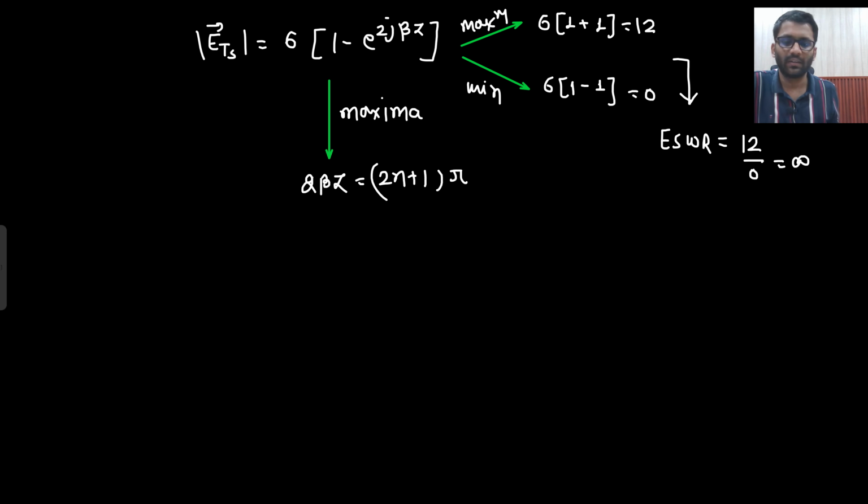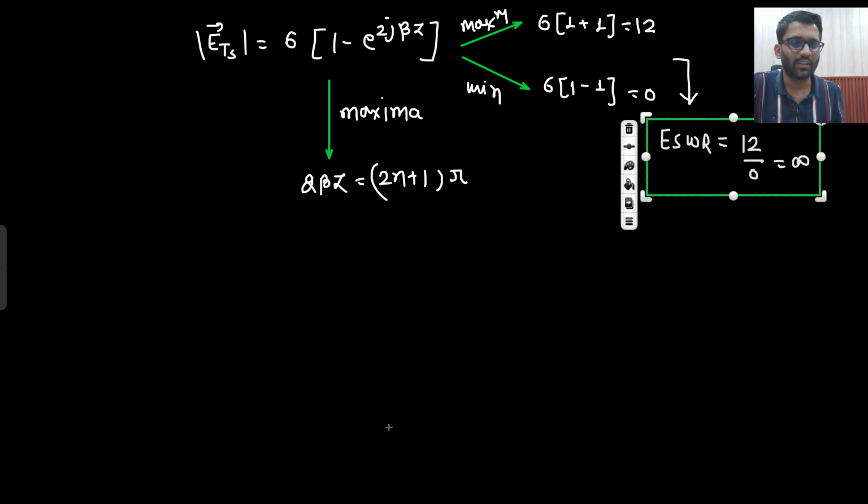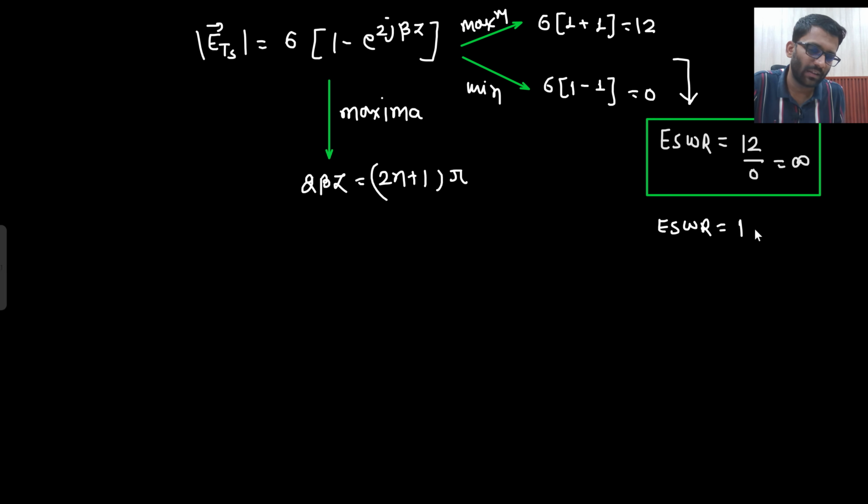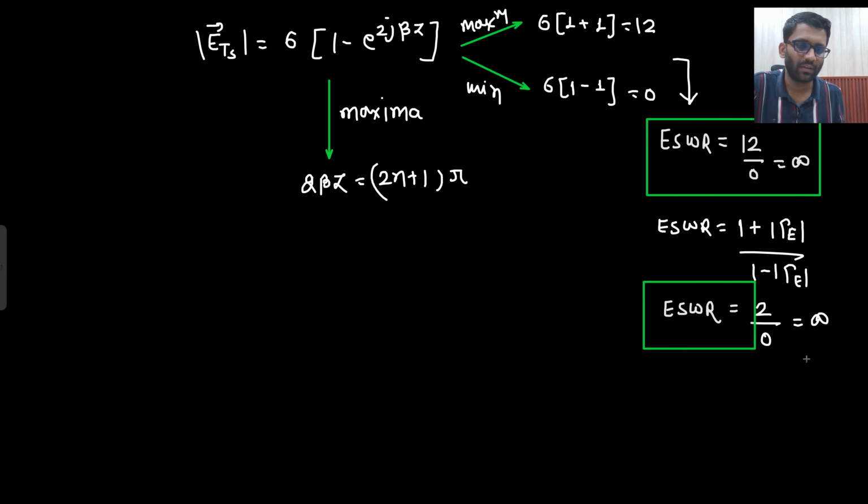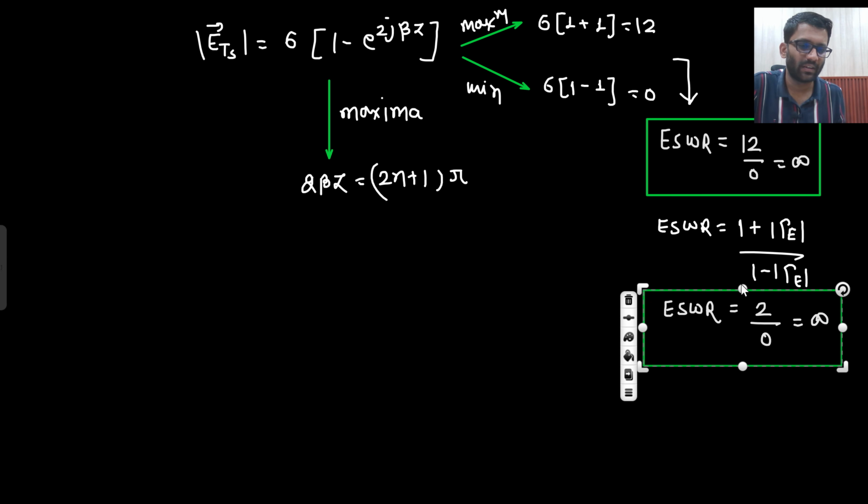that is infinity. And if I had calculated this using the formula, then what would I have got? ESWR is 1 plus mod of gamma E divided by 1 minus mod of gamma E. So what would you have got? 1 plus 1, 2, 1 minus 1, 0. Infinity. So here also you would have got infinity. There is no doubt about that.